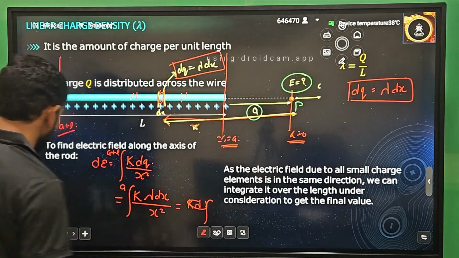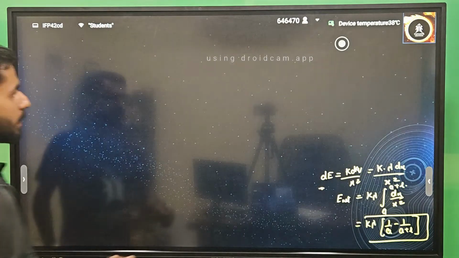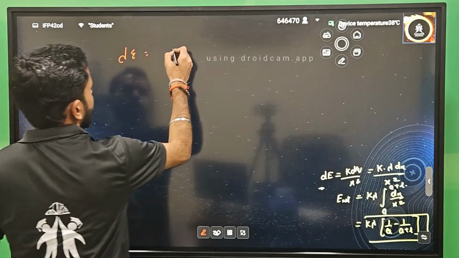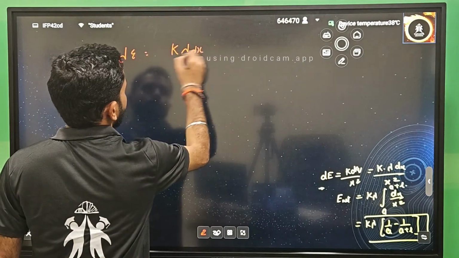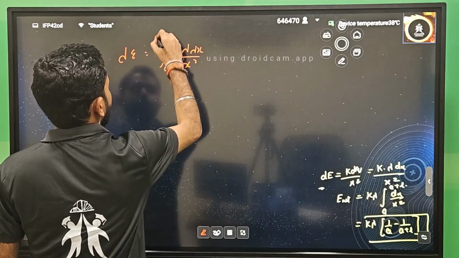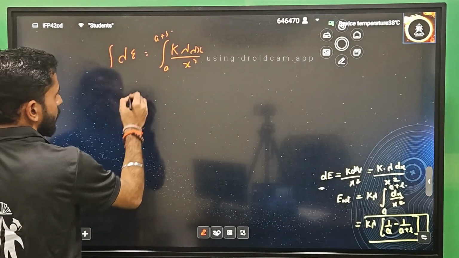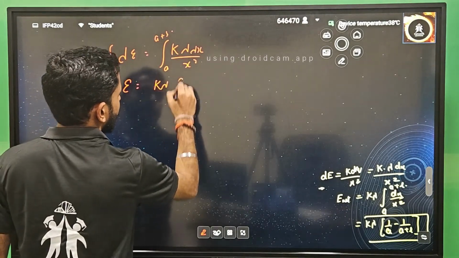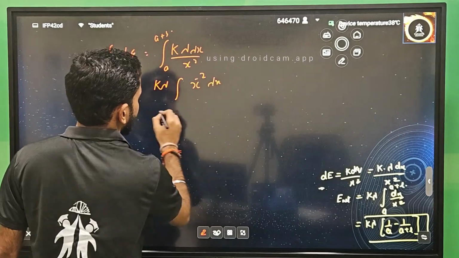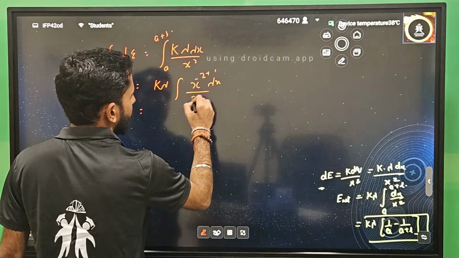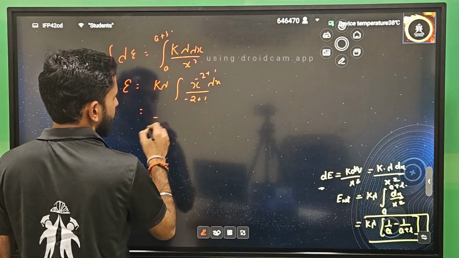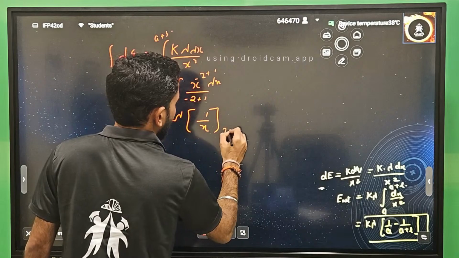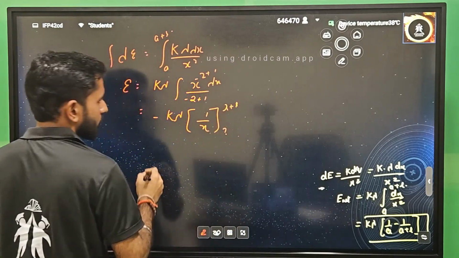Let's do the integration part on the next page. The dE that we have written was k lambda into dx divided by x square, integration from a to a plus l. Integrating both sides, the integration of dE will make it E, and on the right side, k lambda, take it out of integration, x power minus 2 dx. What will the integration give you? This will become x power minus 2 plus 1 divided by minus 2 plus 1. There is a negative sign that is going to come, and here it will be k lambda divided by, 1 by x, from a to a plus l.